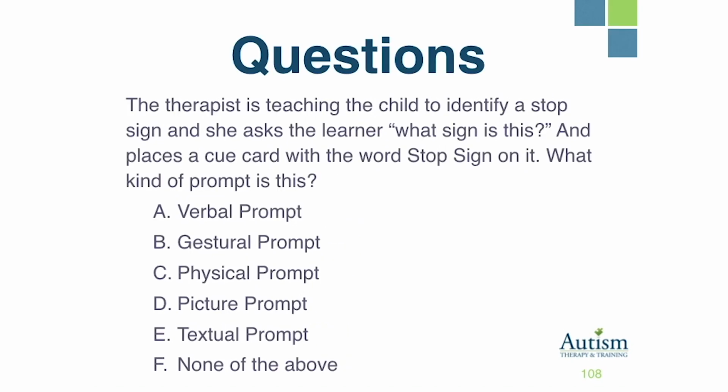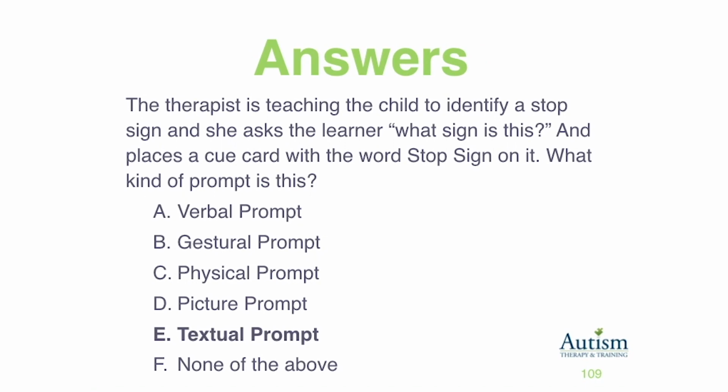The therapist is teaching the child to identify a stop sign, and she asks the learner, "What sign is this?" and places a cue card with the words stop sign on it. What kind of prompt is this? A. Verbal prompt. B. Gestural prompt. C. Physical prompt. D. Picture prompt. E. Textual prompt. Or F. None of the above. And the correct response is E. Textual prompt.